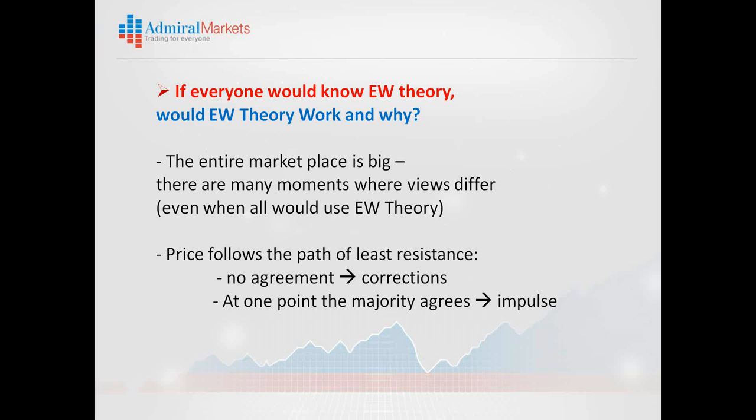The price is going to follow the path of least resistance, right? If there's not much agreement, we're going to see corrections. At one point or another, the majority agrees, but that's the minority of the time. That doesn't happen often. Maybe a quarter of the time, there's an impulse. And 3/4 of the time, the currency is actually correcting. The currency likes to correct. At one point of the time, the majority is going to agree, and that's when the impulse is going to have the path of least resistance.